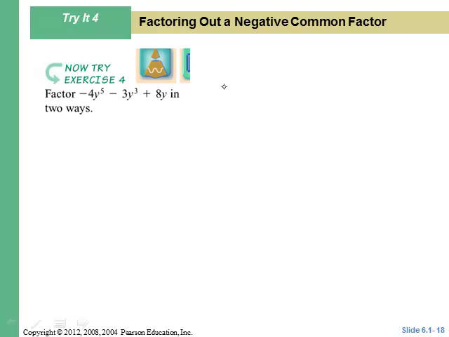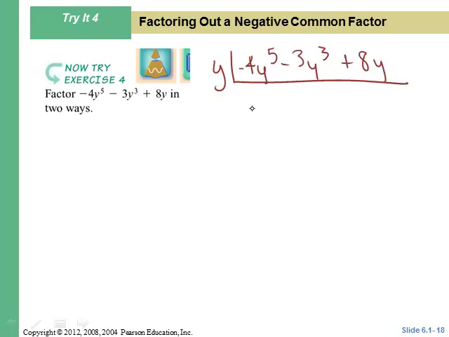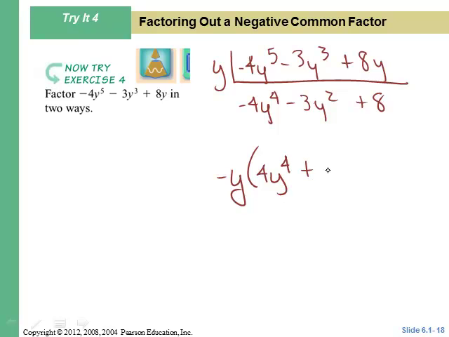Okay, so factor this one in two ways. We can factor out a y from negative 4y to the 5th minus 3y cubed plus 8y, and we're left with negative 4y to the 4th minus 3y squared plus 8. Or we can factor out a negative y, and we're left with positive 4y to the 4th plus 3y squared minus 8. So either way will work.